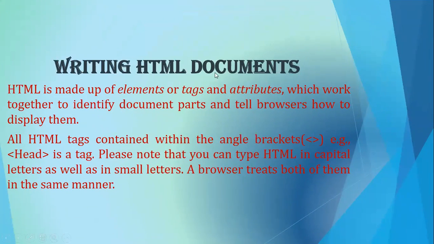How to write HTML documents? We are going to know that HTML is made up of elements or tags and attributes. Means to say HTML document is created through elements, tags, and attributes which work together to identify document parts and tell browsers how to display them. All HTML tags are contained within the angle brackets. You can see in the bracket here, these are angle brackets, means all the tags are kept within these angle brackets. Example is there. Head is a tag.